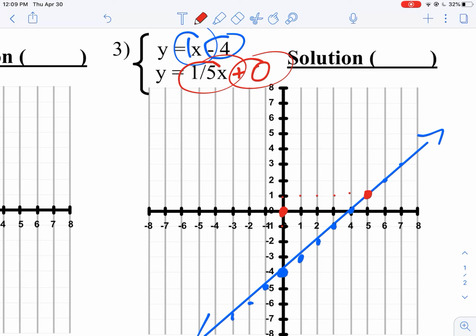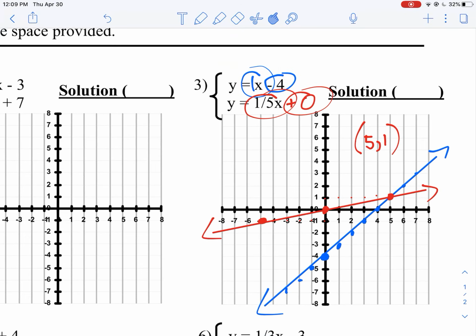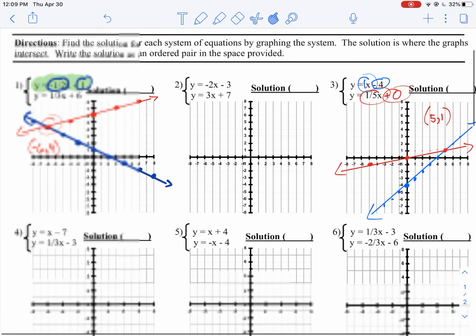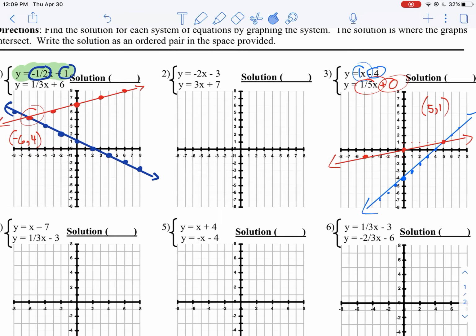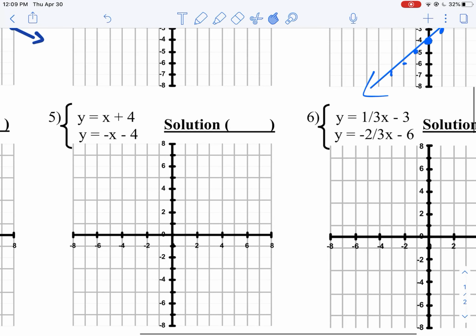Go down 1, and then over 1, 2, 3, 4, 5. Notice it doesn't change the direction of my line. I'm going to graph my line, and luckily I got a solution right here, which gives me 5, positive 1. So that was another one I noticed some people make mistakes on, so you want to watch out for those. And let's see, another common one, number 5. I'll walk you through number 5 right now.